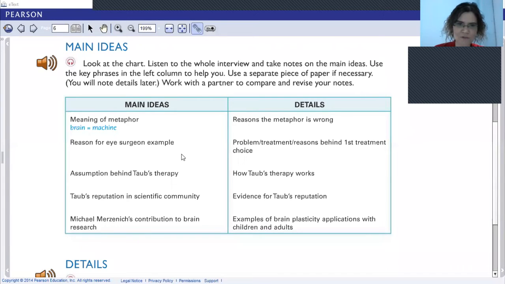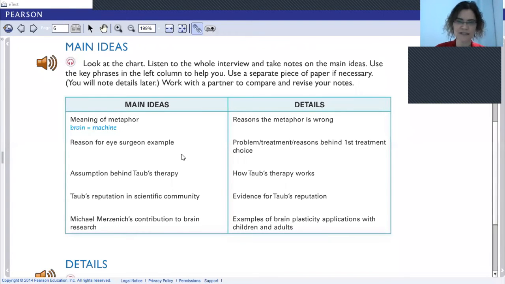If we go to the assumption behind Taub's therapy, if you had listened, you would have gotten that people learn not to use the parts of the body that don't work. So they stop using those parts and make up for it by using the other parts. Taub's reputation in the scientific community is highly regarded. It's meticulous because people believe that what he's doing is good. And the last one, Michael Merzenich's contribution to brain research: he persuaded skeptics that the brain was plastic.